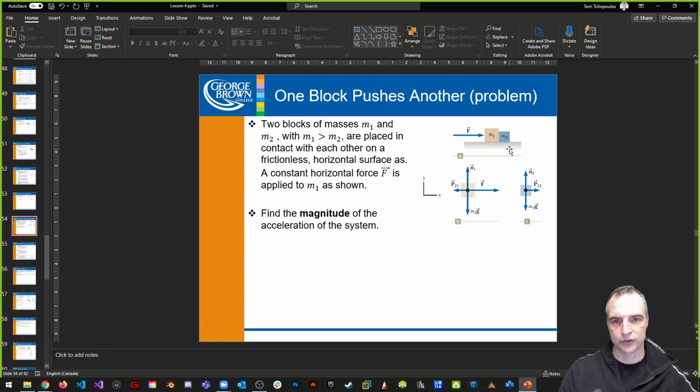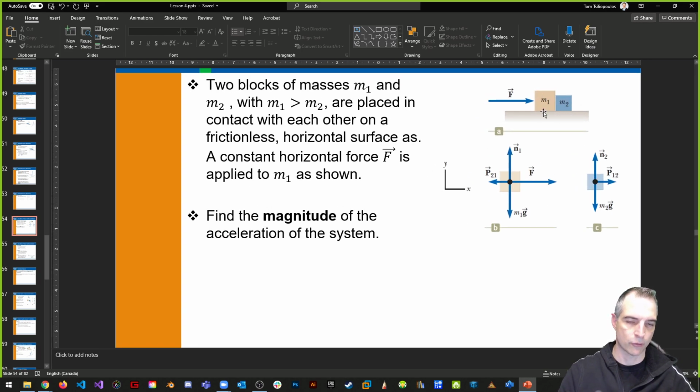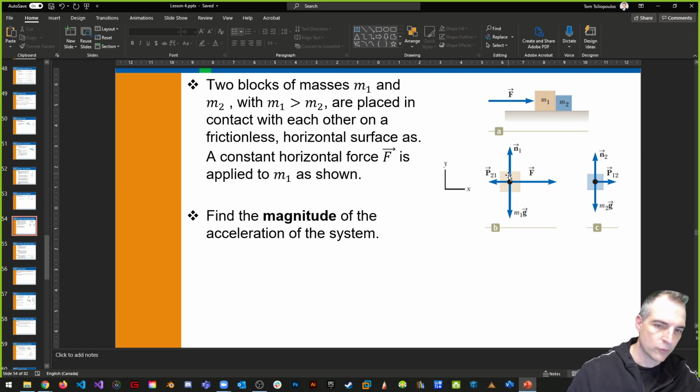All right, one block pushes another block problem. So I have one block of mass 1. Mass 1 we can say is greater than mass 2. They're placed in contact with each other on a frictionless horizontal surface, right? A constant horizontal force F is applied to M1. As shown, find the magnitude of the acceleration of the system. So again, we can consider the blocks as one system. We can add the two masses together, M1 and M2. Once we add the masses together, we can consider this whole system as a point, or as an example, center of mass, and we can apply the same principles that we've done before.